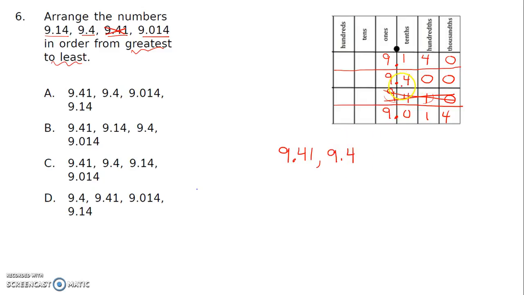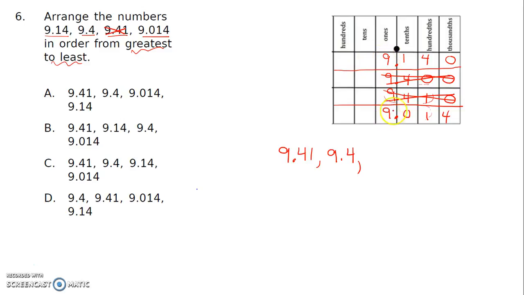I like to think of things as money. So this would be like $9.40. Well, $9.40 is definitely more than $9.14 and definitely more than $9.01. $9.40, or 9.4, would be the next decimal if we're going greatest to least. So now we only have 2 decimals to compare.